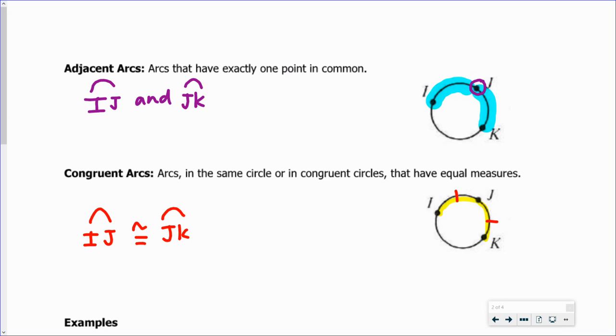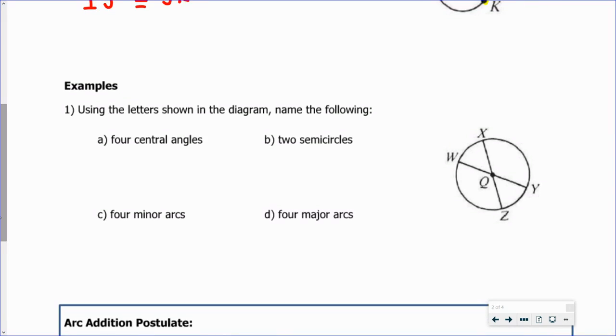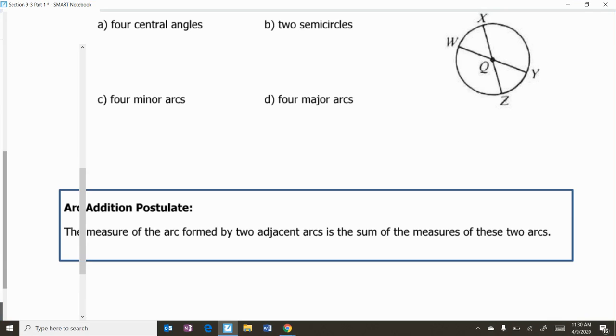All right, now I'm going to let you try these examples on your own. I've posted the answers to these to Google Classroom, so I'm going to have you check your answers there. I'm going to end this video right here, and I'm going to start the next video on the arc addition postulate, where we're going to start looking at some postulates and theorems that are going to be helpful for us when we start solving problems. I hope this helps, and we will talk to you soon.